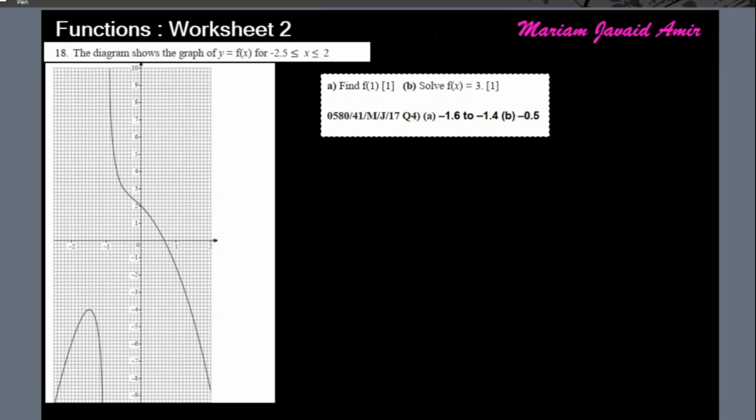Last question, question 18. Part 1, part A, find f(1). Again for f(1), x equals 1. Now in the graph, read the value of y when x equals 1. It should come between this range. Any value between minus 1.4 to minus 1.6, depending on what you're getting in your graph.